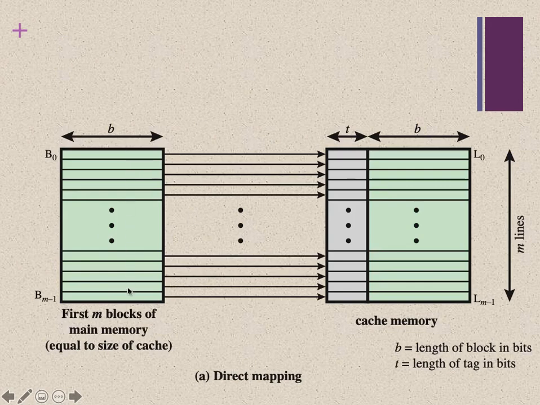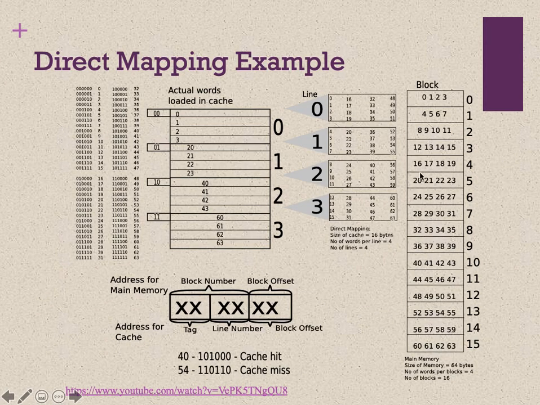This is, for example, our cache. This is main memory, and this is cache. So we are mapping every block to a line in the cache memory. Here we are showing only the first m blocks. We are not showing the entire main memory, only m blocks, and they are mapped to cache memory. And if we have the full data, then we need to use the modulus operator.